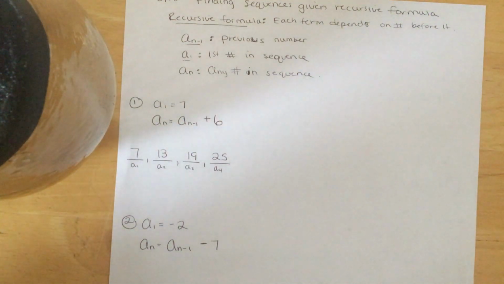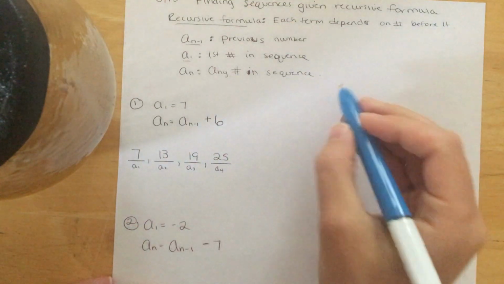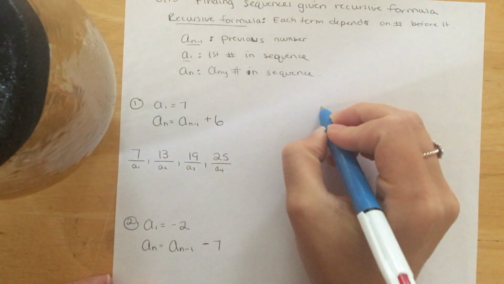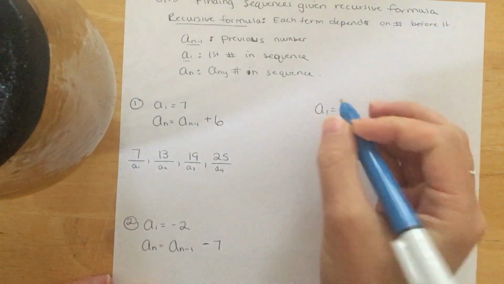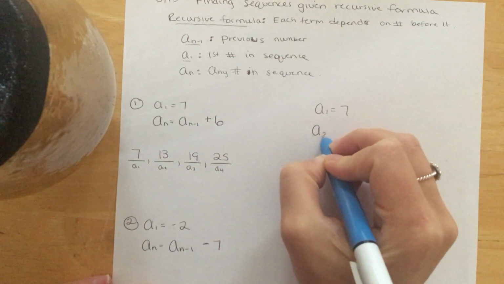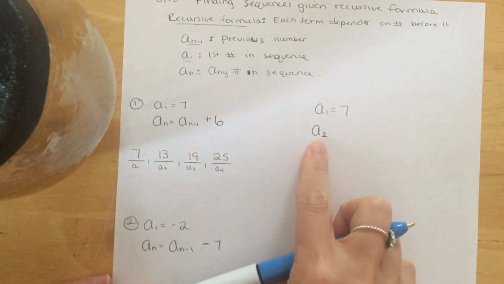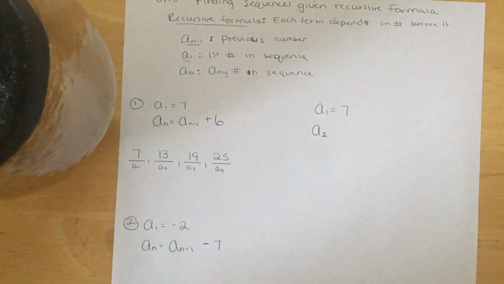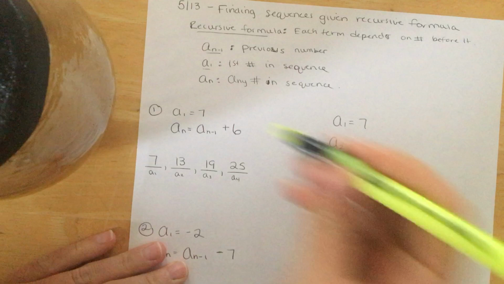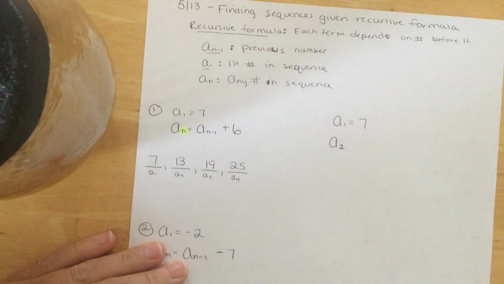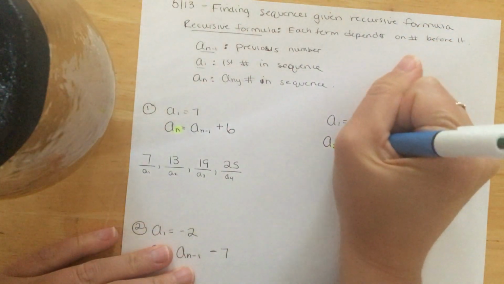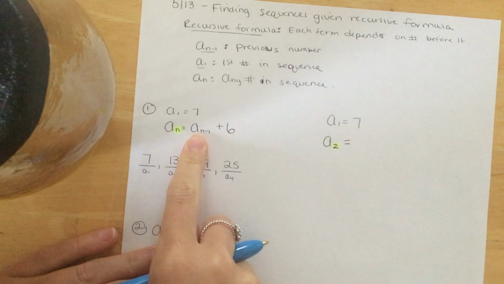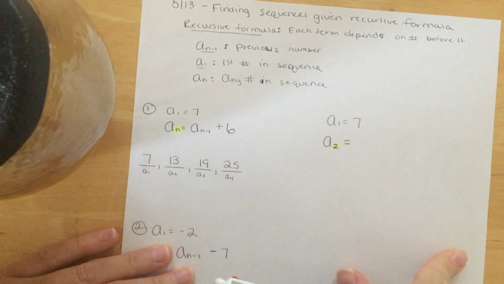So the way you show your work with a recursive formula is you always start with the first term, or whatever term you're given. So I'm given a of 1 is equal to 7. Okay, the second number in the sequence. So now I'm writing a of 2. That means the second number in the sequence. Notice it used to say n here, any number in the sequence. Now it says 2. Okay, a of 2 is equal to the previous number, a of n, plus 6.